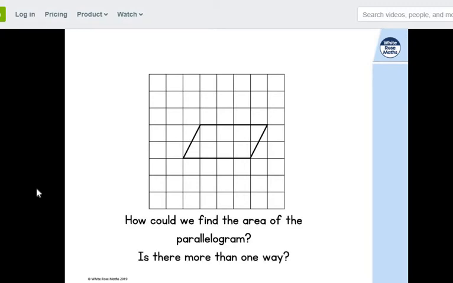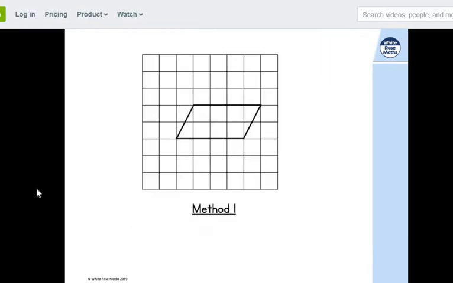So, questions for you to think about. Number 1, can you find the area of the parallelogram? Number 2, is there more than one way of doing it? So, pause the video, have a think for yourself first. Let's go through some methods that you might have used.